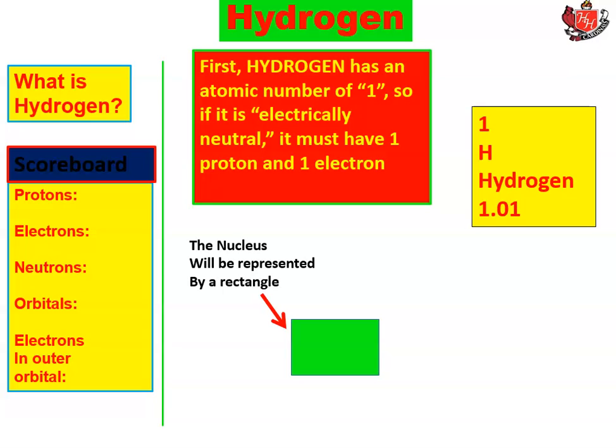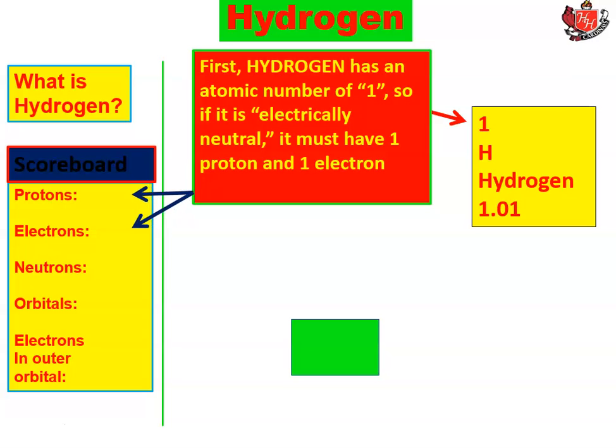Sometimes that's the only thing we want to know about an atom, is how many valence electrons it has, because those are the ones that do the chemical bonding. So first, hydrogen has an atomic number of 1. So if it is electrically neutral, it must have 1 proton and 1 electron. So the 1 tells us how many protons, and in its natural state, hydrogen will be electrically neutral, so it will also have 1 electron. So there we go. So we fill in those two places on our scoreboard.